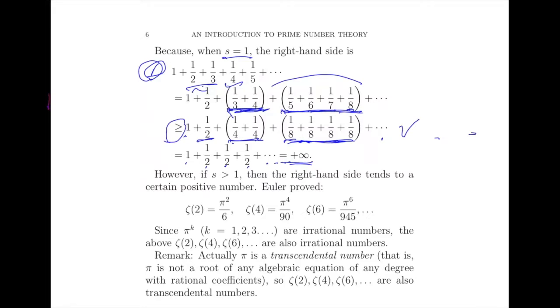However, when s is greater than 1, it is possible to show that this zeta function tends to a certain positive number, for example, zeta of 2. It is known that zeta of 2 is equal to pi squared over 6, and zeta of 4 is equal to pi to the 4th power over 90, etc.